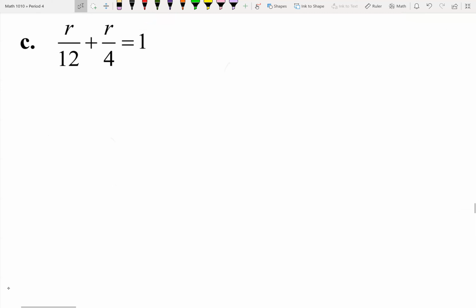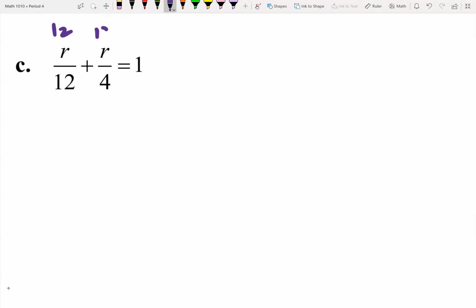Question C. Do I have any restrictions on my value of r? Look at the denominators. Do I have any r's down there? No, no restrictions. Everybody in the room, answer this question. Getting a common denominator or getting rid of the denominator? Getting rid of. What would it be if I were getting one? 12. So I'm going to go 12, 12, 12.